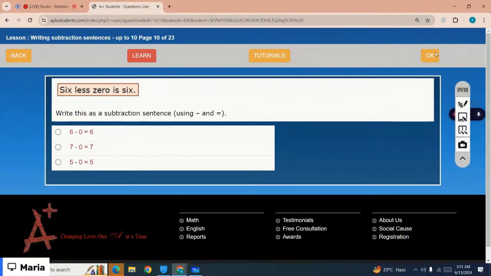6 less 0 is 6. So which is the correct option? Less, taking away, these are all the words you can use instead of the word subtract, right? More means you have to add, less means you have to subtract. So the correct option is option number 1. 6 take away 0 is 6.